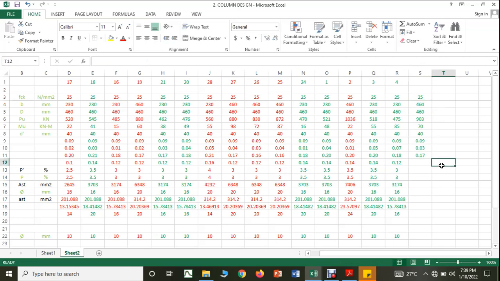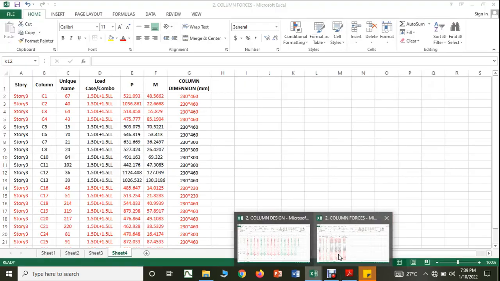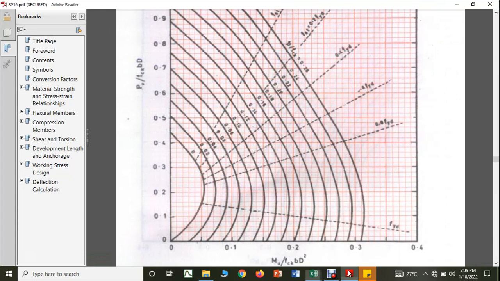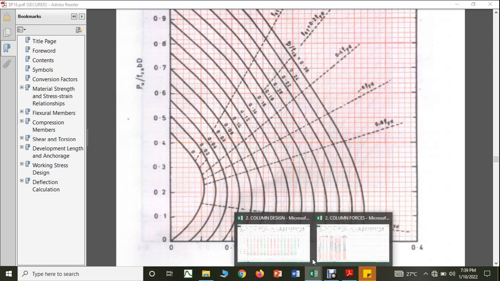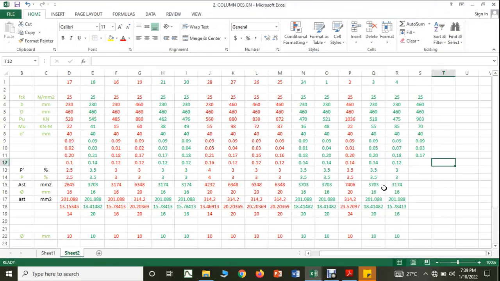So when I make that, it is 0.17 and 0.03, which comes out to be 0.12% now. Okay, I can go to 0.12%. So when I go to 0.12%, this will be the corresponding steel value. I'm going to maintain 3. This is the area of the steel.